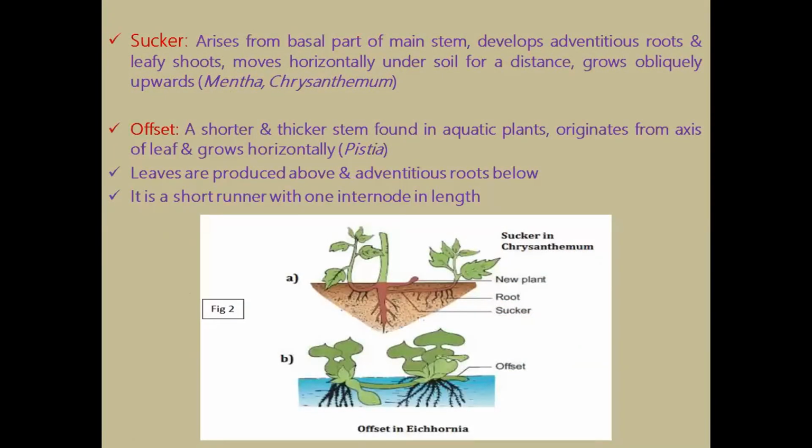The next type is sucker. It arises from the basal part of the main stem and develops adventitious roots and leafy shoots. It moves horizontally under the soil for some distance, then grows obliquely upwards. It is found in mentha and chrysanthemum. This is the example of sucker found in chrysanthemum.